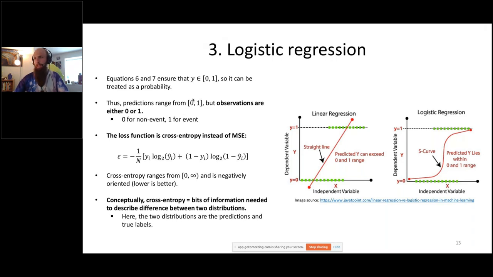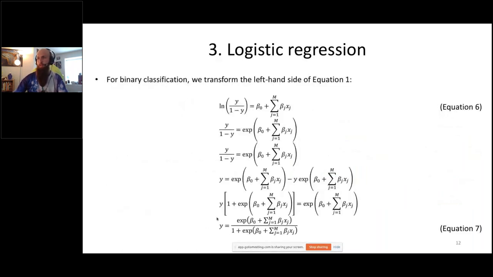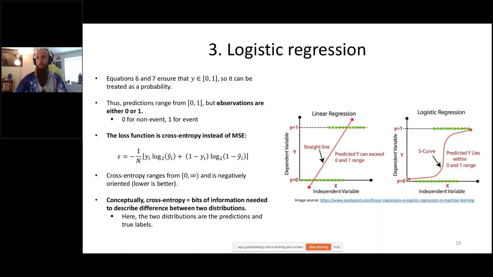Like I said, the predictions which come from the left-hand side of this equation have to range between 0 and 1. But for a binary classification problem, the observations are uniquely 0 or 1. So a yes is a 1 and a no is a 0. For example, if you're predicting tornadoes, storms where a tornado happened are labeled with a 1, and storms where a tornado didn't happen are labeled with a 0. Sometimes people call 0 the non-event and 1 the event. So 0 would be your non-tornado and 1 would be your tornado.